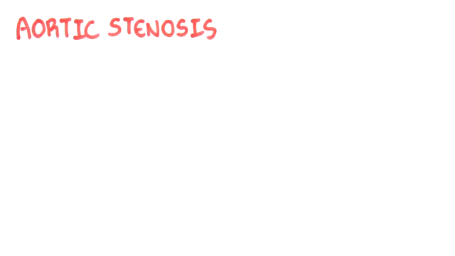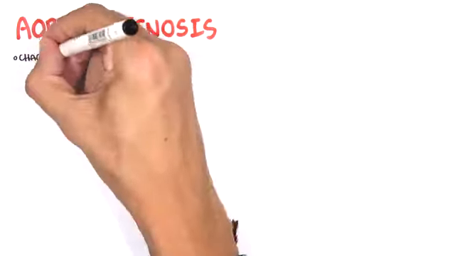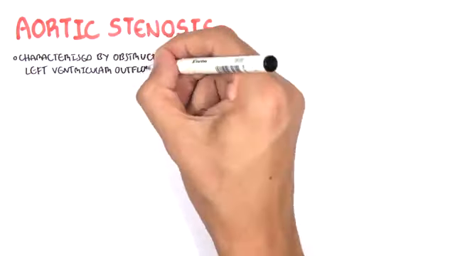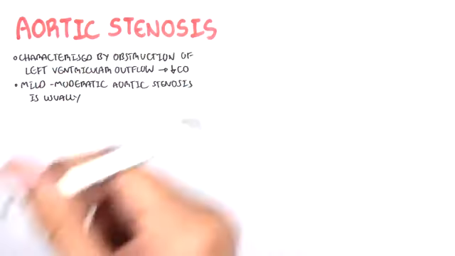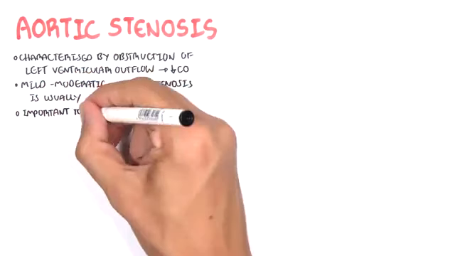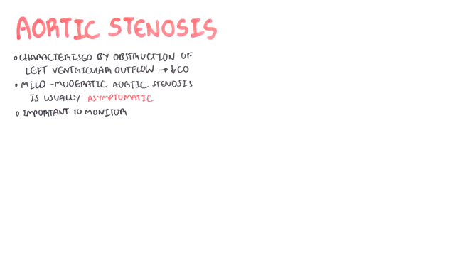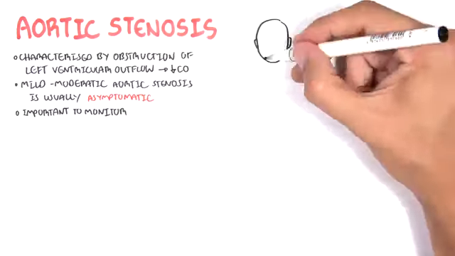In this video, we're going to talk about aortic stenosis. This is an overview and introduction. Aortic stenosis is characterized by obstruction of the left ventricular outflow, resulting in the decrease in cardiac output. Aortic stenosis can be mild to moderate and is usually asymptomatic. But it is always important to monitor the stenosis that occurs in the aorta.